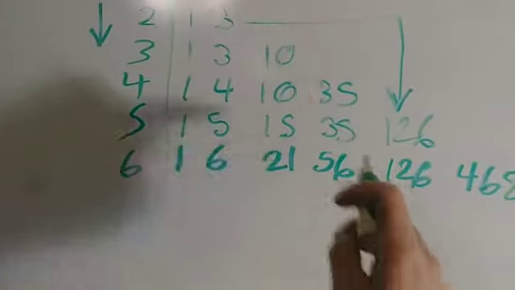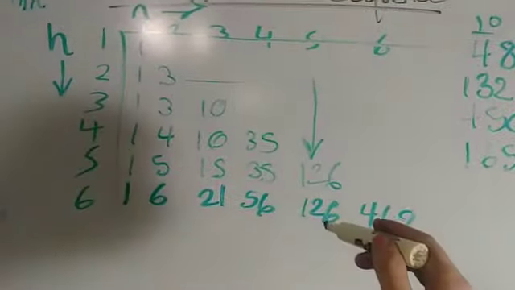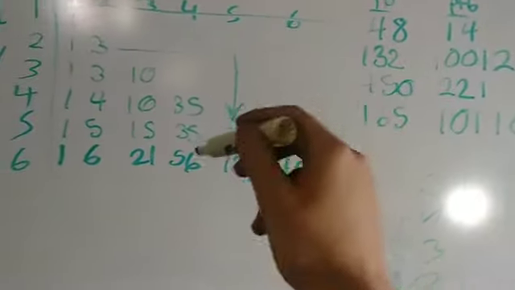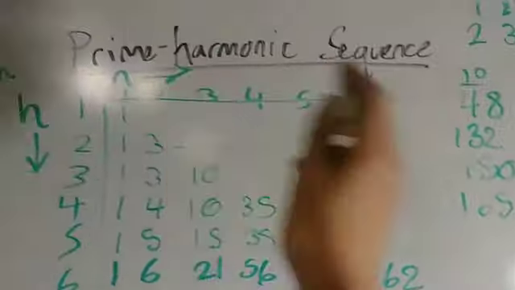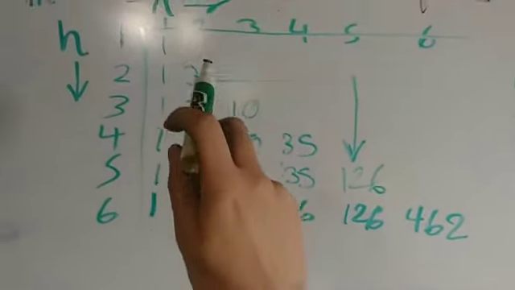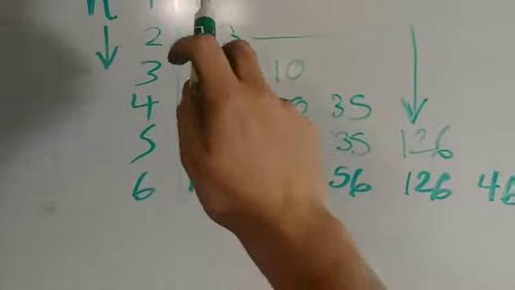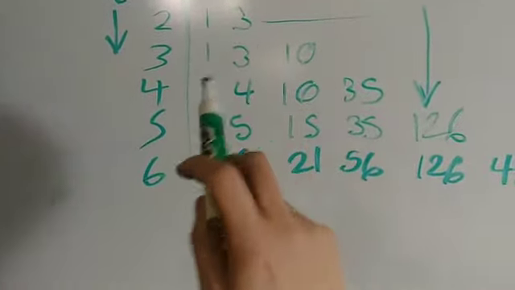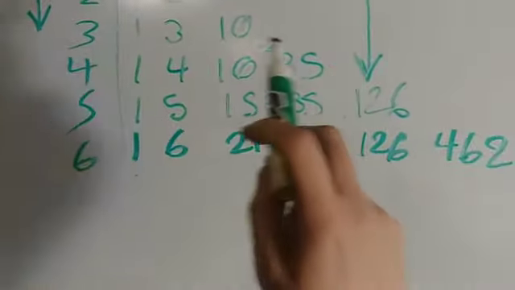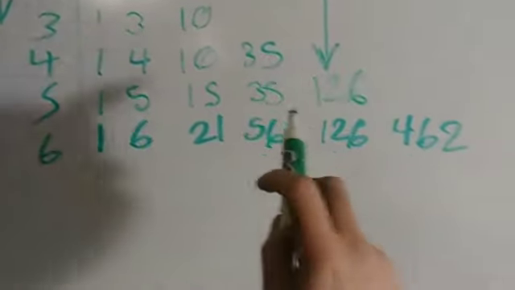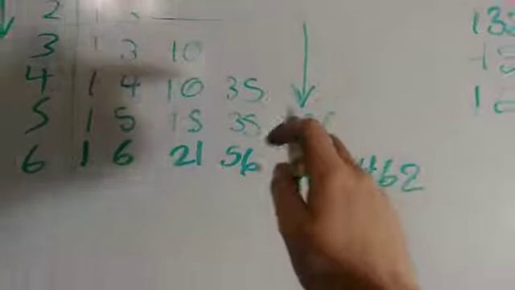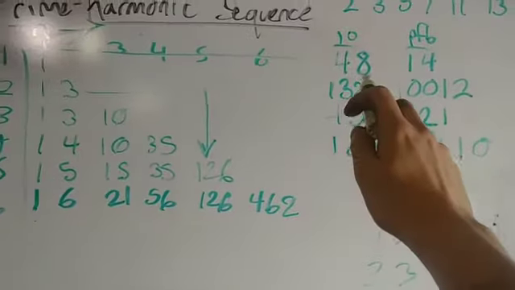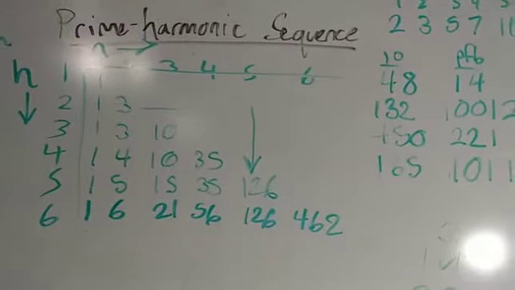So in order to get the number that 48 is in the sequence, the cardinality of 48 in the prime harmonic sequence is 1 plus 3, 1 plus 1 plus 3 plus 1 plus 3 plus 10 plus 1 plus 4 plus 10 plus 35 plus 1 plus 5 plus 15 plus 35 plus 2. And that gives you the location of 48 in the prime harmonic sequence.